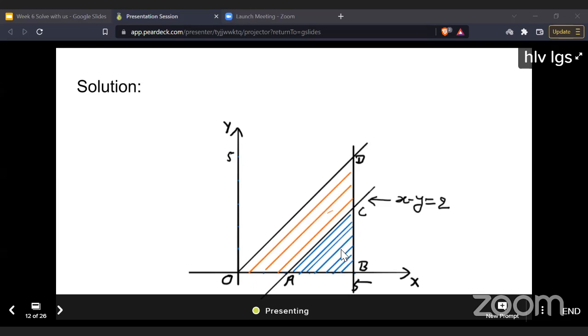Okay. Ma'am, but how do you put this line x minus y equal to 2? You can plot x minus y equal to 2, right? No, I am not getting this. Okay. Sure, this one.